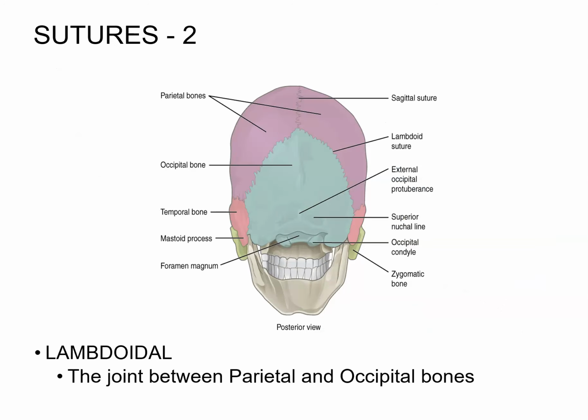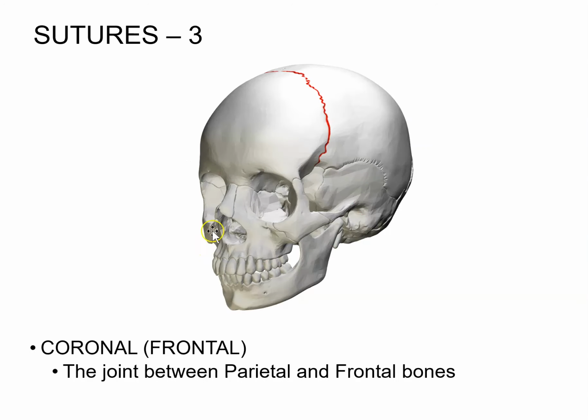And then we have the lambdoidal suture. The lambdoidal suture is the suture between the occipital bone and the two parietal bones. So it adheres those two together. The coronal, and it can also be called frontal suture, just like the coronal or frontal plane, combines the forehead bone, so the frontal bone, with the two parietal bones. So this suture here, and most of you can probably actually feel that suture if you press along your skull, joins those two bones.